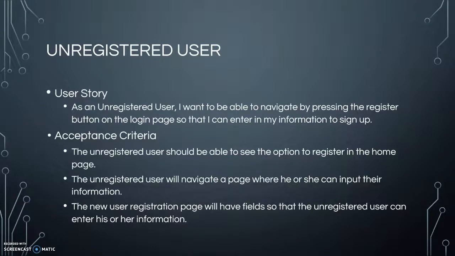User story: as an unregistered user, I want to be able to navigate by pressing the register button on the login page so that I can enter my information to sign up. Acceptance criteria: the unregistered user should be able to see the option to register on the home page. The unregistered user will navigate to a page where he or she can input their information. The new user registration page will have fields so that the unregistered user can enter his or her information.